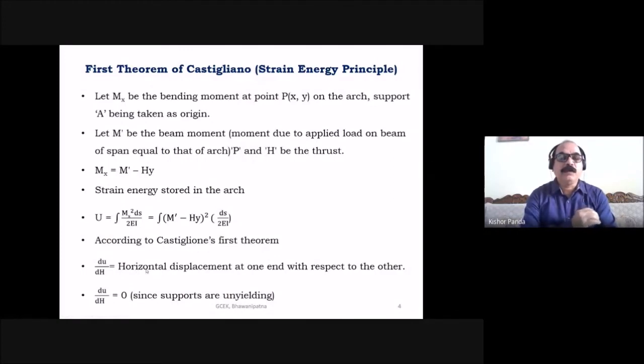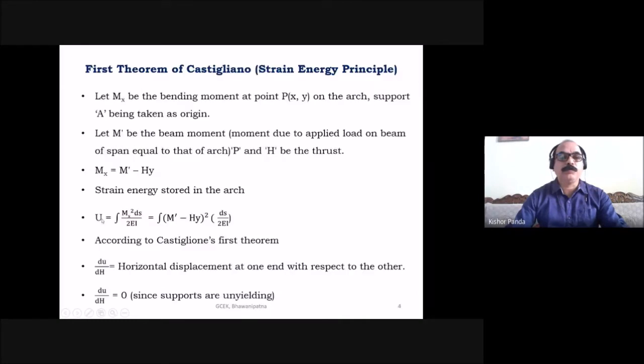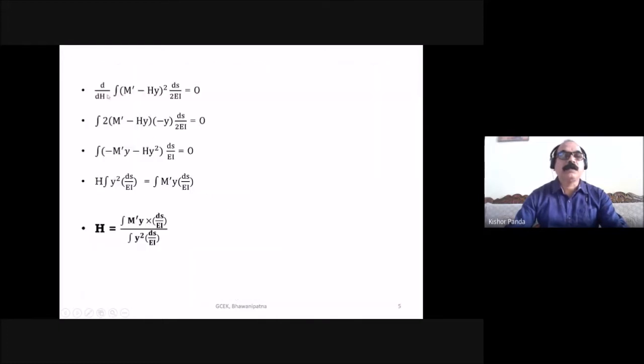But as the supports are unyielding, there is no horizontal displacement. So the partial derivative of strain energy with respect to force is equal to 0. When you take the partial derivative of strain energy with respect to the force, you have to take the horizontal force H. After differentiating U with respect to H, you will get d by dH of the integral of (M' minus Hy) whole square into ds by 2EI.